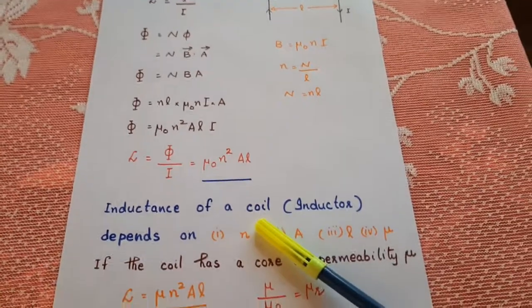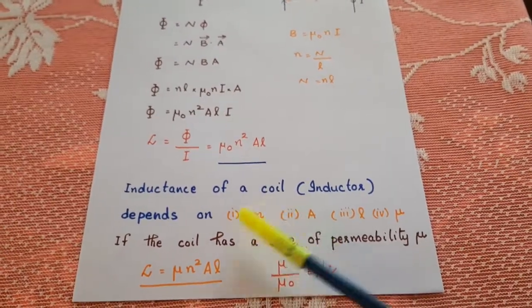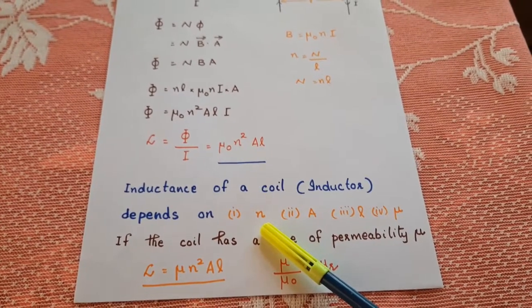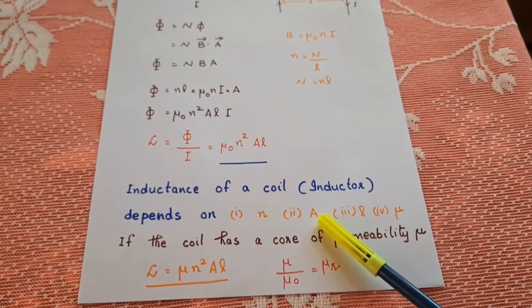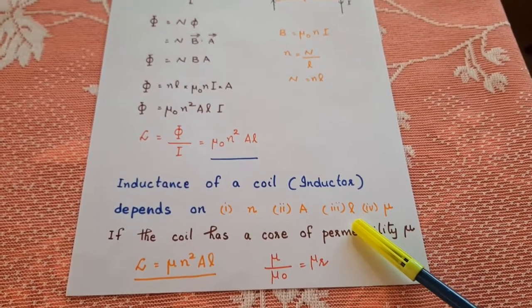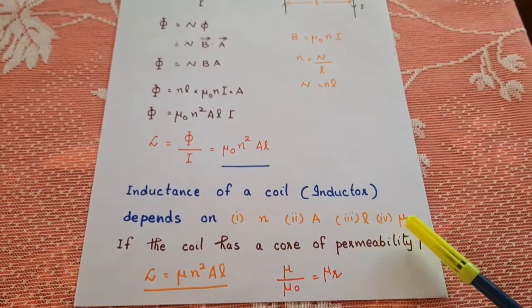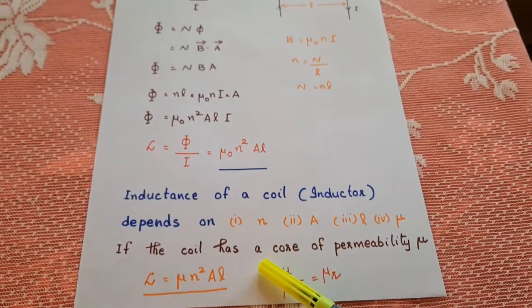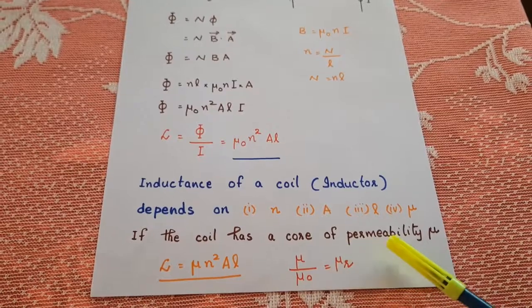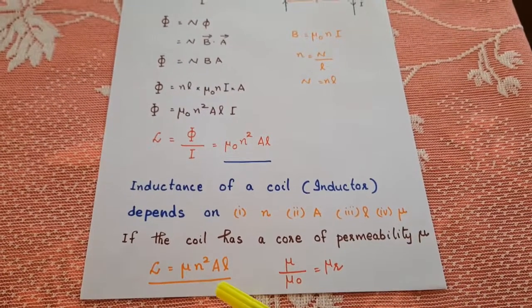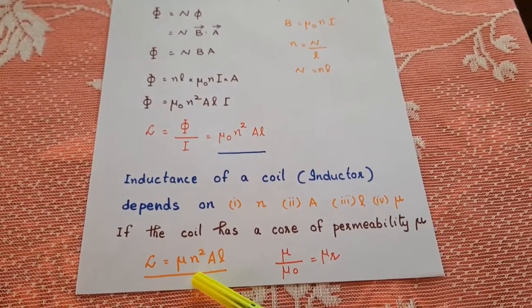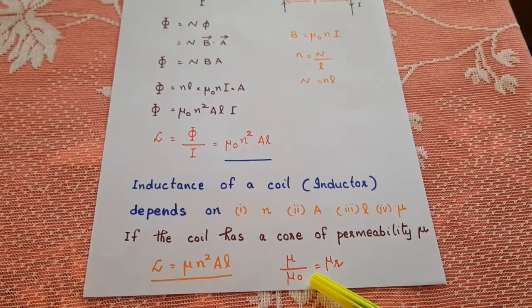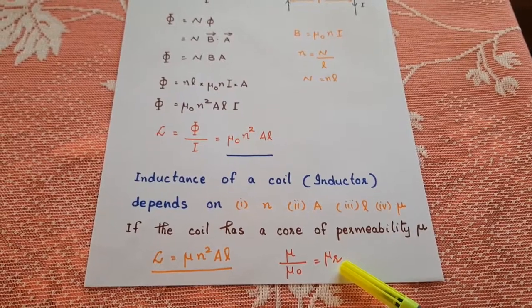So the inductance of a solenoid or a coil depends on the number of turns per unit length, cross-sectional area, length of the solenoid, and permeability. If the coil has a core of permeability mu, then L is equal to mu n square Al, where mu by mu0 is relative permeability.